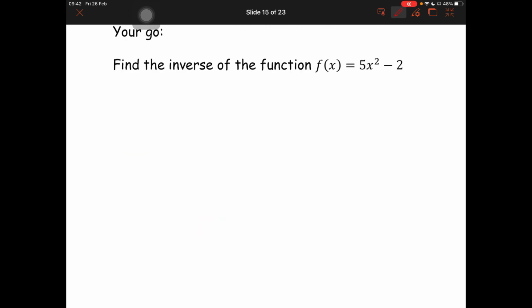Right, using that last example, can you pause the video again and can you have a go at that one, please?